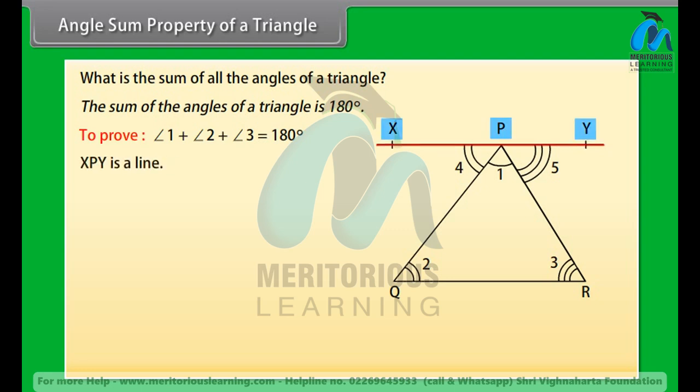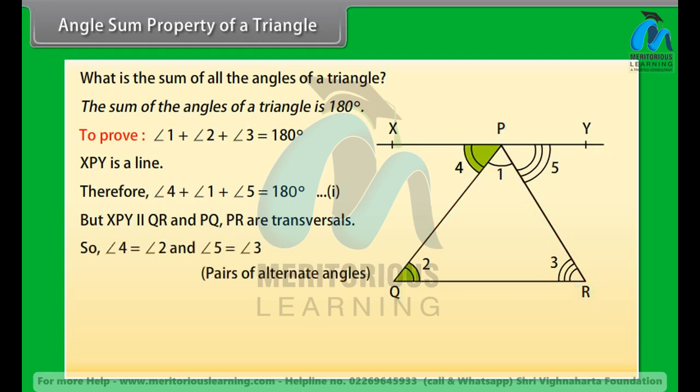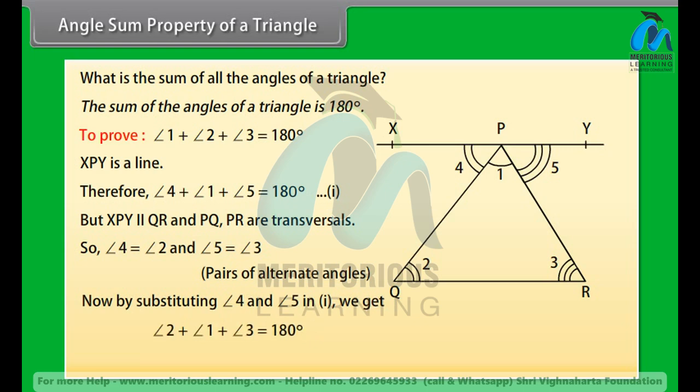Now XPY is a line, therefore angle 4 plus angle 1 plus angle 5 is equal to 180 degrees. Mark it as 1. But XPY is parallel to QR and PQ, PR are transversals. So angle 4 is equal to angle 2 and angle 5 is equal to angle 3 because these are pairs of alternate angles. Now by substituting angle 4 and angle 5 in 1, we get angle 2 plus angle 1 plus angle 3 is equal to 180 degrees. Or we can write it as angle 1 plus angle 2 plus angle 3 is equal to 180 degrees.